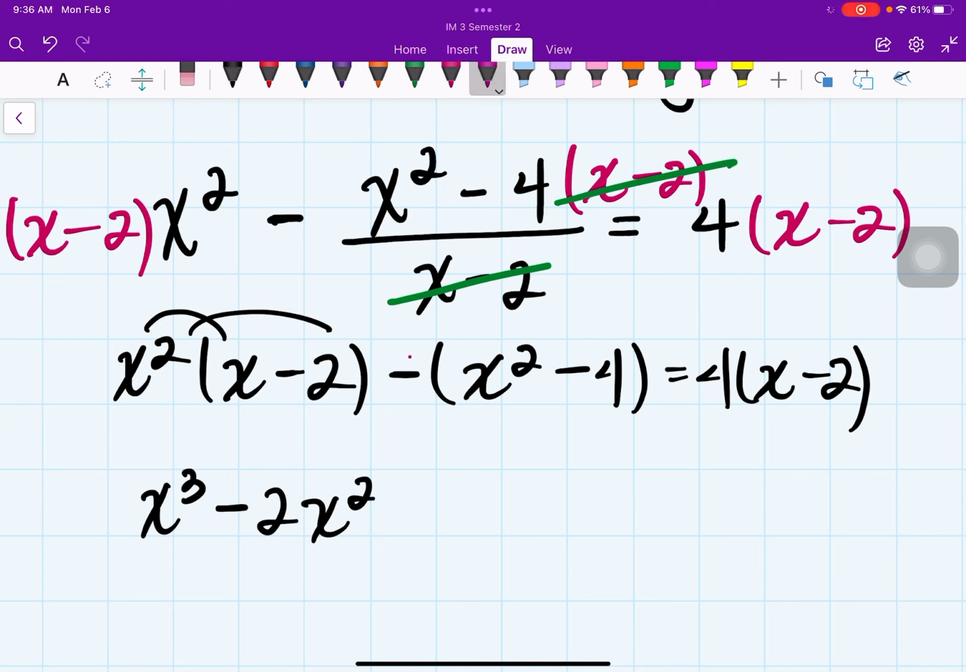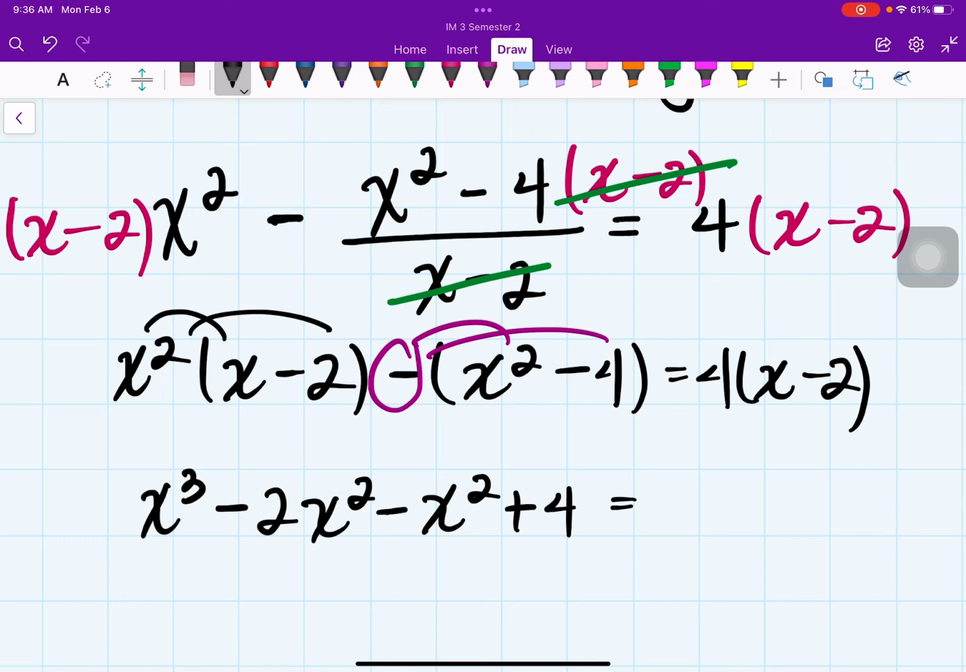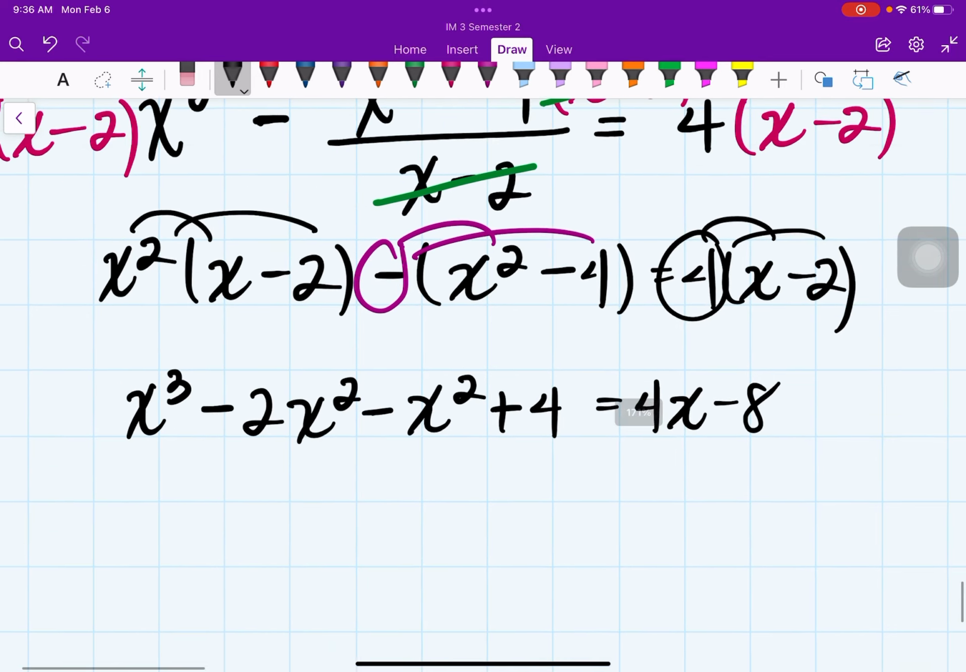Then let's distribute this one here. So that's a negative x squared plus 4 equals, distributing once again, 4x minus 8. All right, this is what we have.